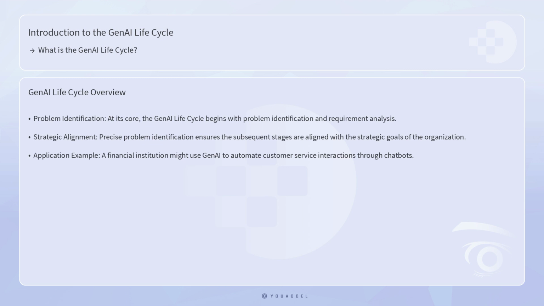At its core, the GenAI life cycle begins with problem identification and requirement analysis. This initial phase involves defining the specific problem or opportunity that generative AI can address. For instance, a financial institution might seek to use GenAI to automate customer service interactions through chatbots, enhancing customer experience while reducing operational costs. Precise problem identification ensures that the subsequent stages of the life cycle are aligned with the strategic goals of the organization.